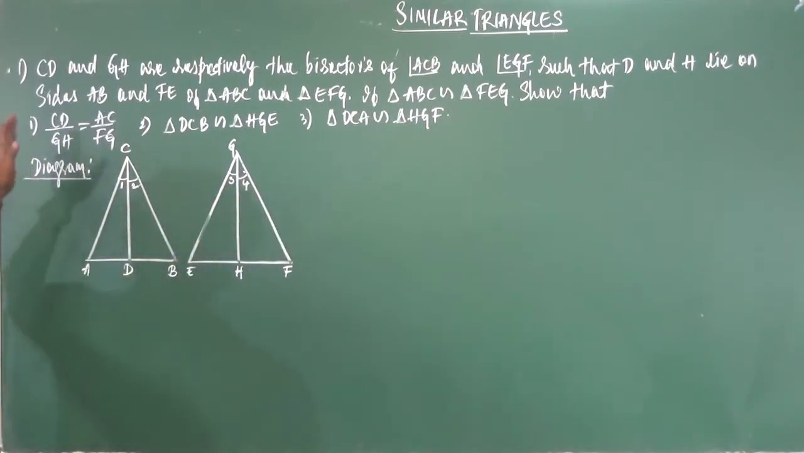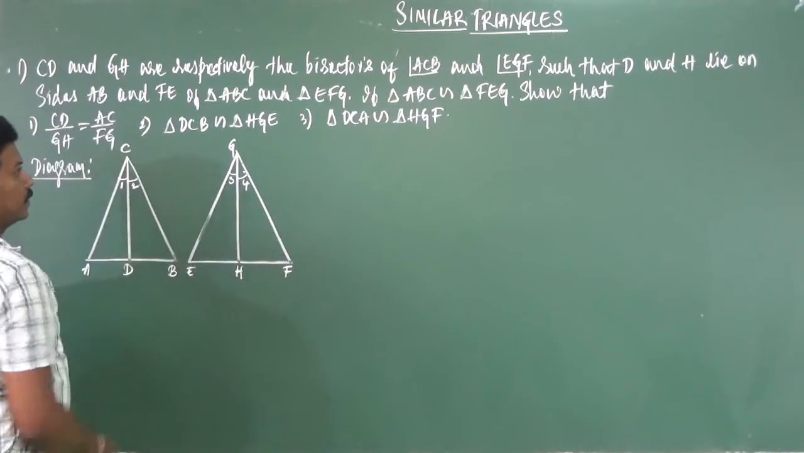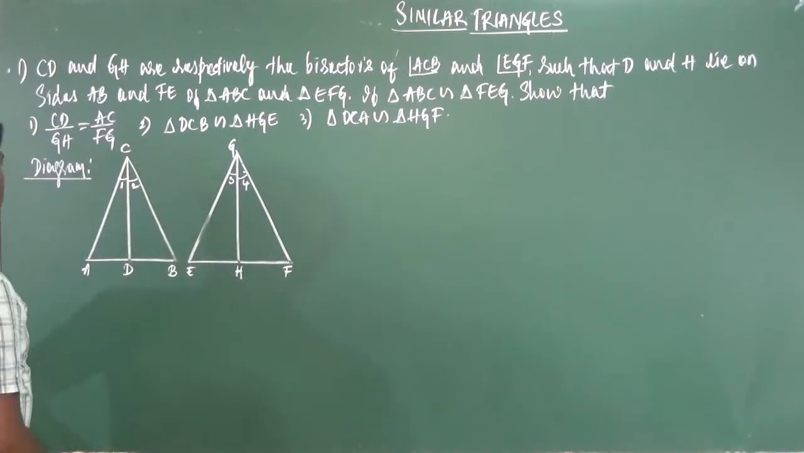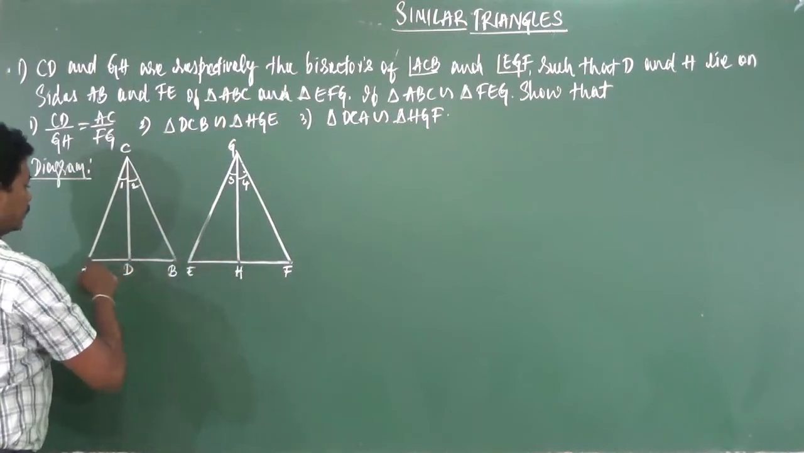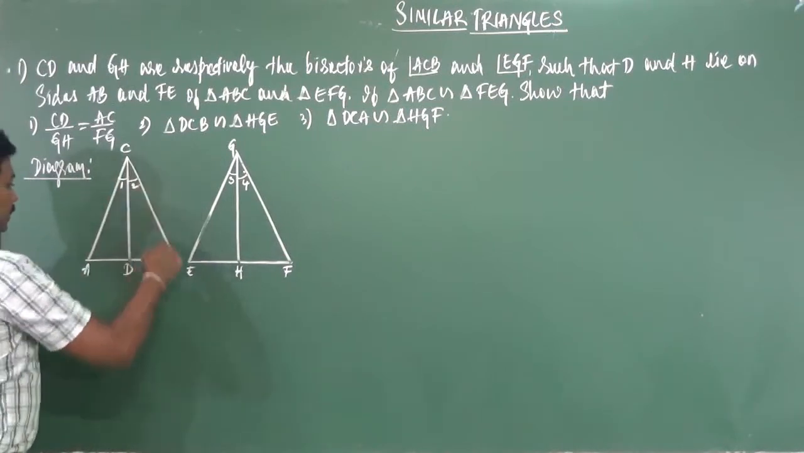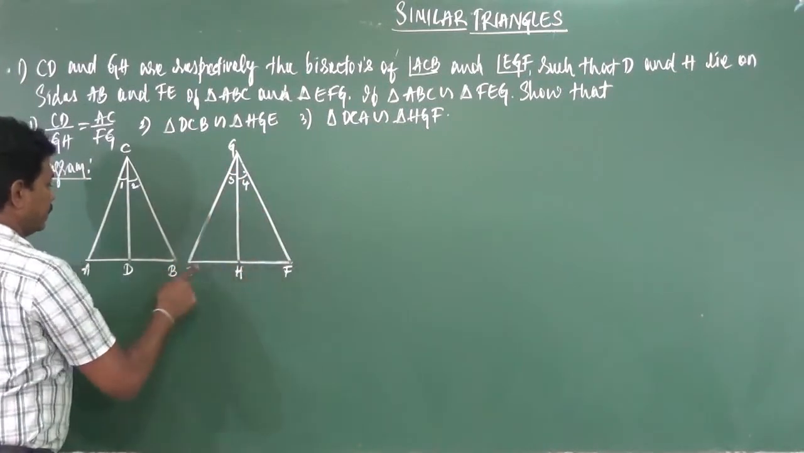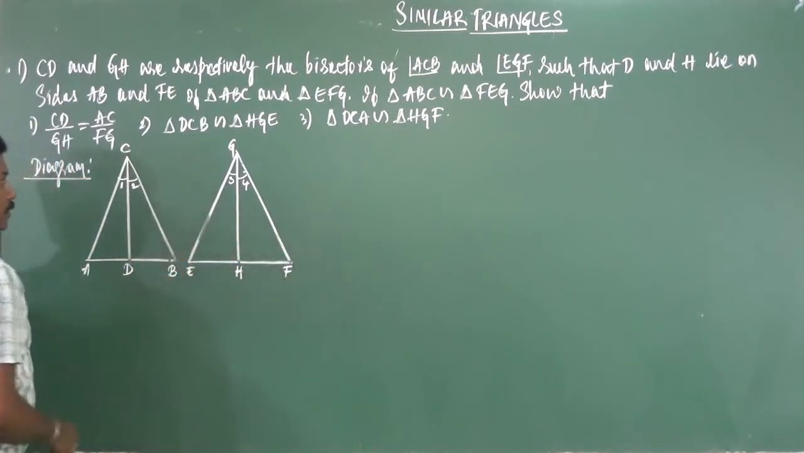So CD and GH are respectively the bisectors of angle ACB and angle EGF, such that D and H lie on the sides AB and FE. D and H lie on the sides AB and FE of triangle ABC and triangle EFG. So this is triangle ABC and triangle EFG. On AB we have D as a point and on EF we have H as a point.